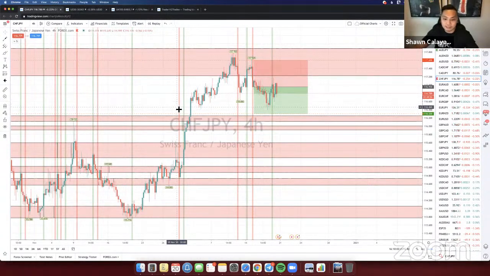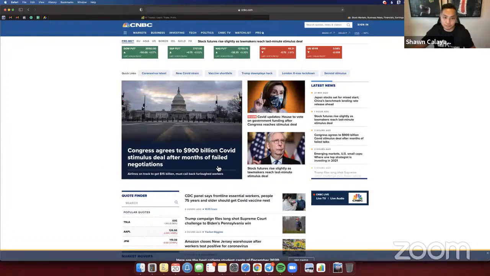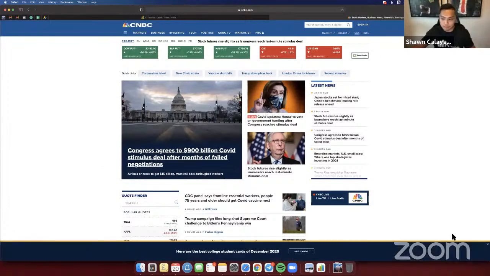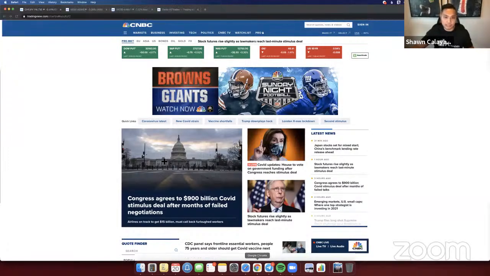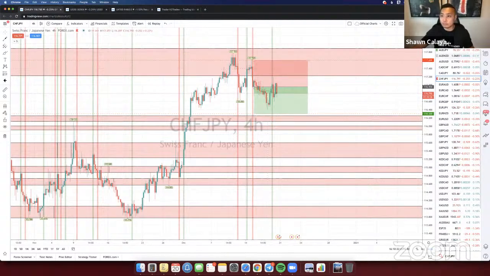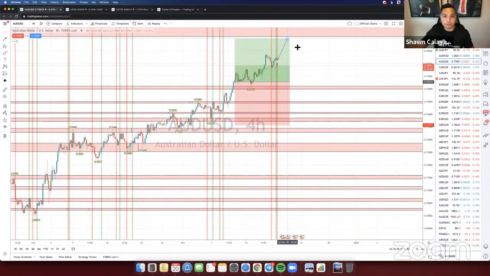You know what happens when they do this, right? When they pass the stimulus, they're going to be printing money. So if they're printing money, it's going to weaken the U.S. dollar. So when that happens, the U.S. dollar is going to be weak, which it already is, and it's just going to continue pushing all of the USD pairs upwards. So once that stimulus bill passes, you'll probably see AU go up, you'll see EU go up, you'll see GU go up, and pretty much all of the other pairs.